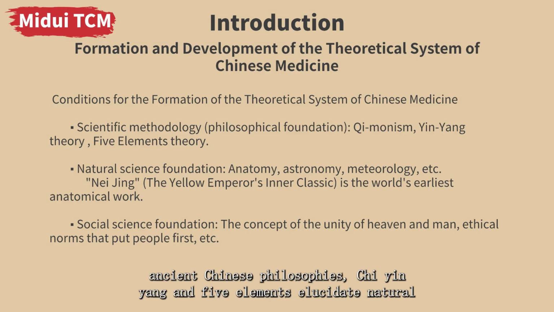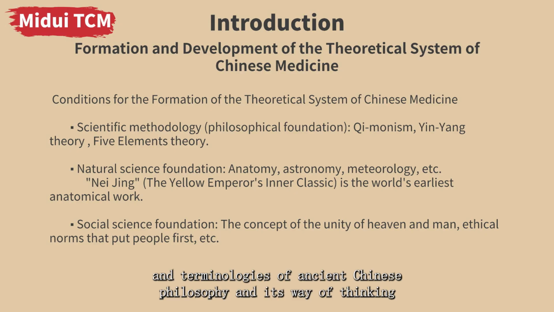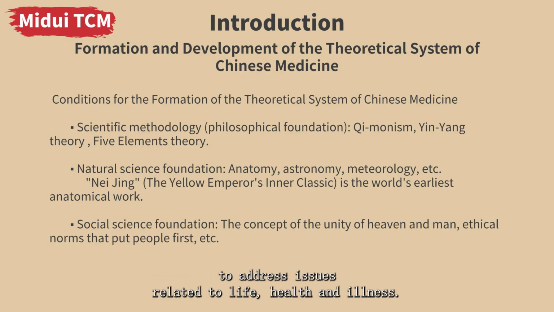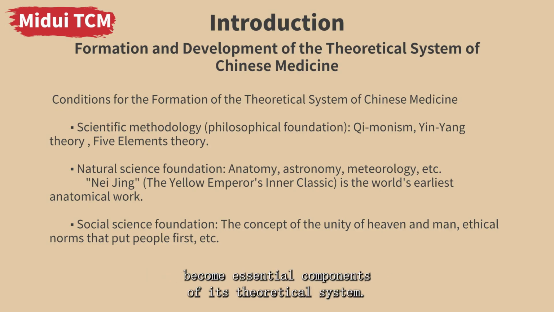Ancient Chinese philosophies of Qi, Yin, Yang, and five elements elucidate natural and social issues from a philosophical perspective, also addressing human and life issues. Chinese medicine's Qi, Yin, Yang, and five elements, on the other hand, utilize the basic categories and terminologies of ancient Chinese philosophy and its way of thinking to address issues related to life, health, and illness. As a result, Qi, Yin, Yang, and five elements in Chinese medicine become essential components of its theoretical system.